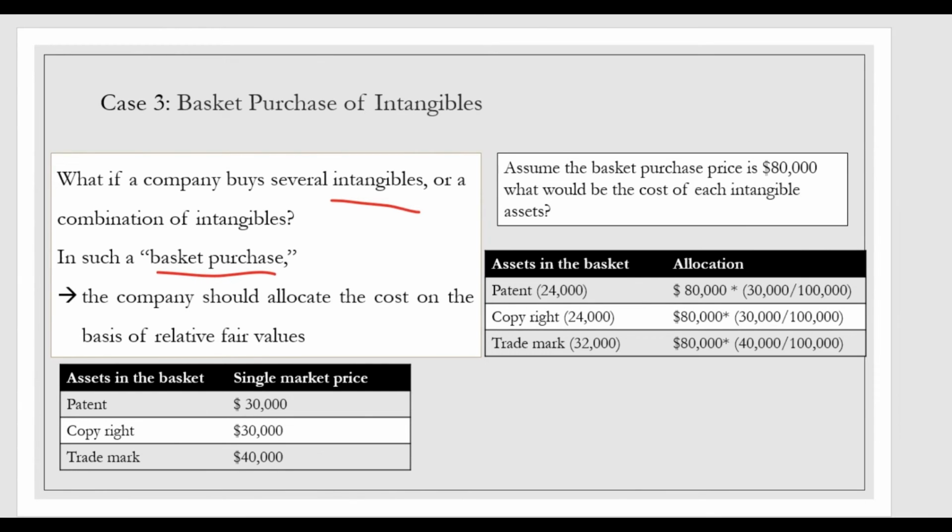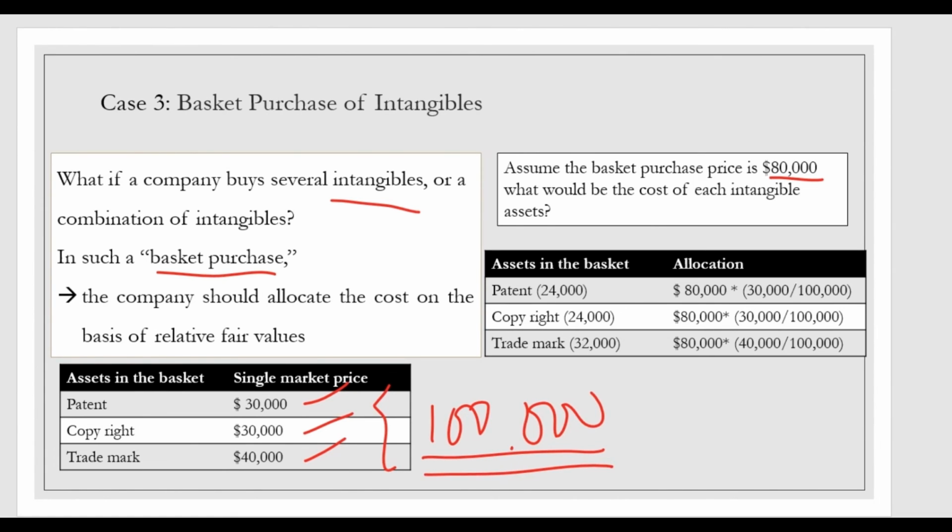In case 3, what if the company purchases several intangible assets, which is called a basket purchase? Assume company A purchases patent, copyright and trademark in a basket purchase price of $80,000. Assume that each intangible asset has a single market price, that is patent has $30,000, copyright again $30,000 and trademark has $40,000 fair value or market price. The sum of each intangible asset market price is $100,000. That is 30,000 plus 30,000 plus 40,000, which is equal to $100,000.